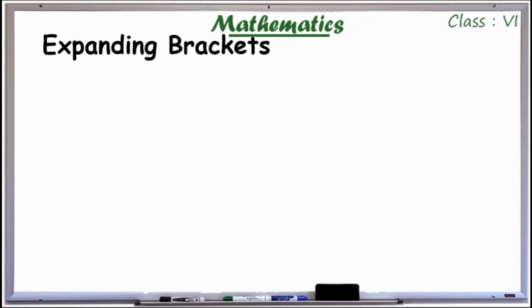So we are now expanding brackets. The first question is 7 into 109. Please listen. This 109 I can write as 100 plus 9, because 100 plus 9 is equal to 109.